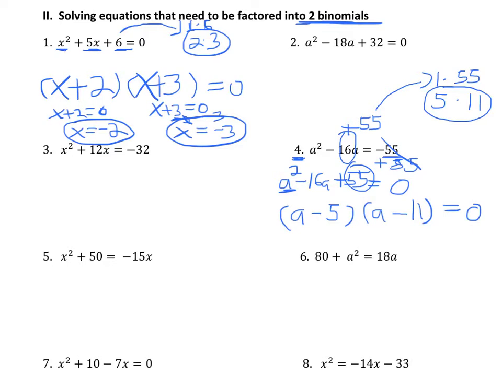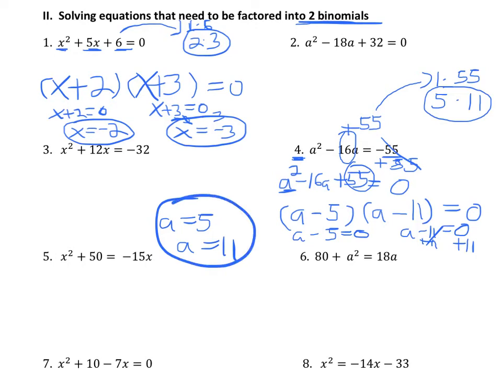So when I solve for it, I'm doing a minus 5 equals 0 and a minus 11 equals 0. So you're just going to add. You're going to add 5. So your solution, I'm going to put it over here, is a equals 5. And here you add 11. So 0 plus 11, you get a equals 11.